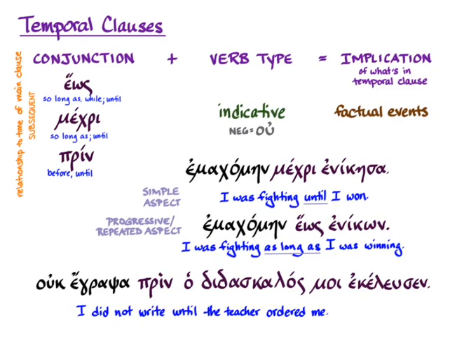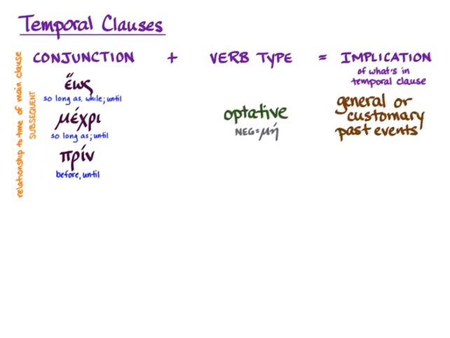I told you that there would be a few special rules for prin, and one of them is that you're usually going to see prin and the indicative only when the main clause is negative. Now, it's not a hard and fast rule. It's not every single time, but almost always the main clause is negative. I didn't do something until something else. So now let's move on to the next part of our chart.